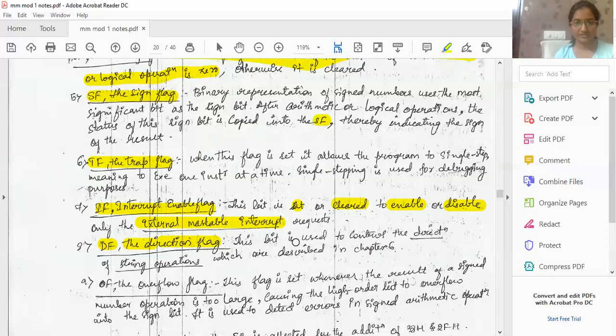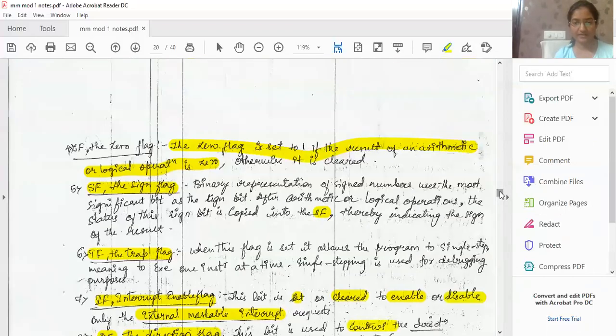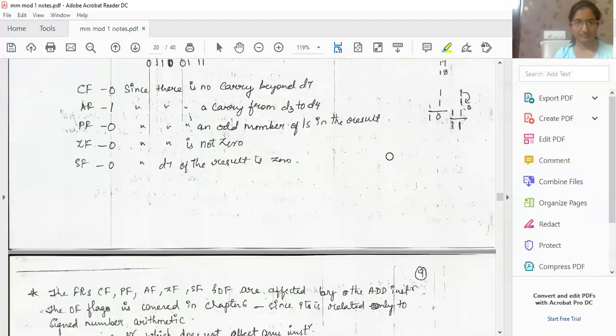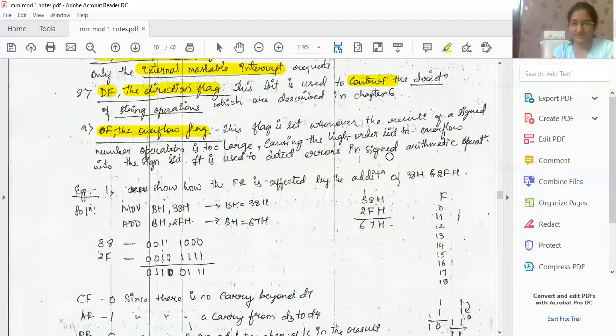All right. So this is again a control bit. Next you have the overflow flag. This flag is set whenever the result of a signed number operation is too large, causing the high order bit to overflow into the sign bit. It is used to detect errors in signed arithmetic operations.